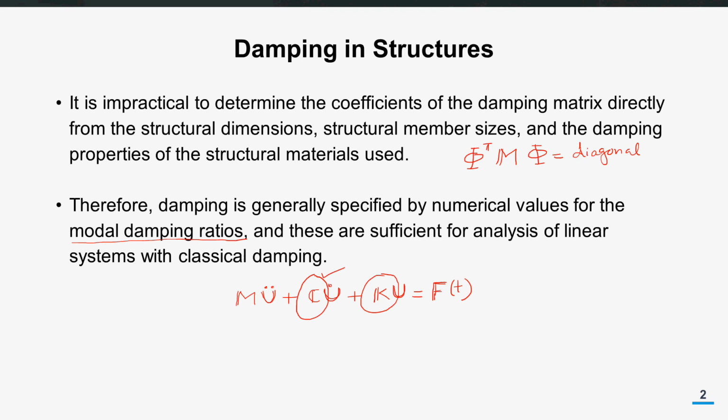In the damping matrix, if we write Phi transpose times C matrix times Phi, and if this is a diagonal matrix, then this is a classical damping matrix, and if it is not diagonal, then it is non-classical damping. In that case, we will not be able to uncouple the equation of motion into n different modal equations. So the construction of the C matrix is the primary focus of this lecture.